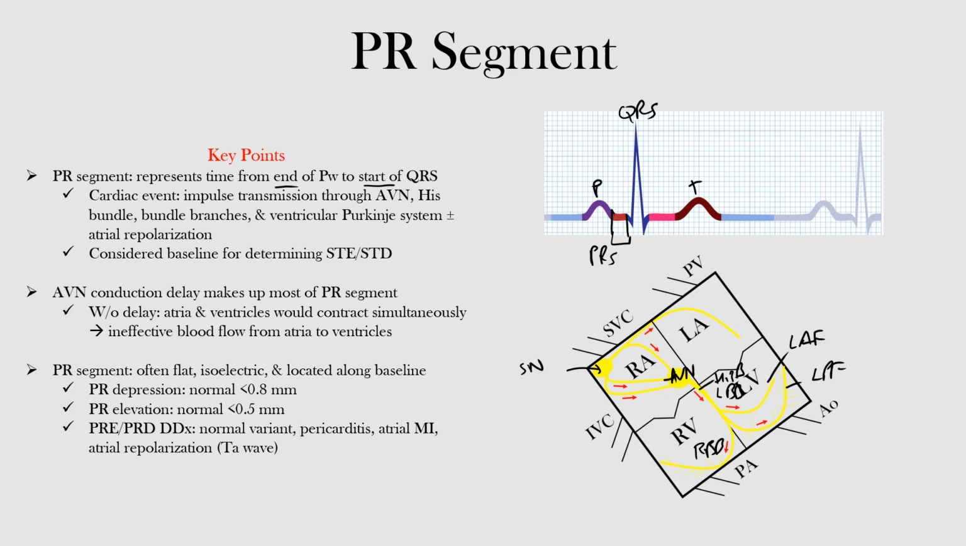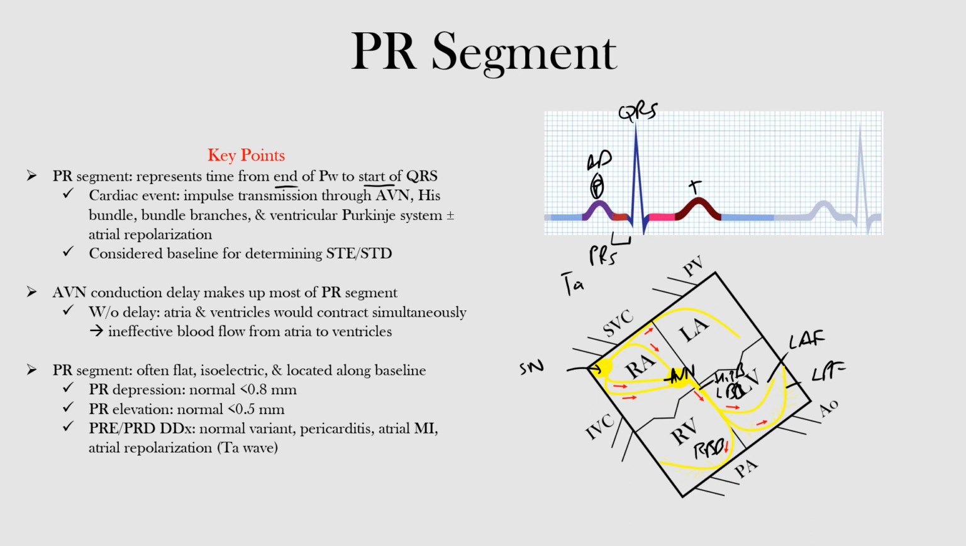So what we're saying here is that the impulse going through our AV node, through the His bundle, the bundle branches, and to the Purkinje fibers, up until ventricular depolarization, is what we consider our PR segment. And remember, we can also have some portion of the atrial repolarization wave occurring here. The P wave represents atrial depolarization, so somewhere in this region you can see a TA wave, which represents atrial repolarization, but oftentimes that is not present or is insignificant, sometimes buried within the QRS complex, so the PR segment will remain flat and isoelectric.